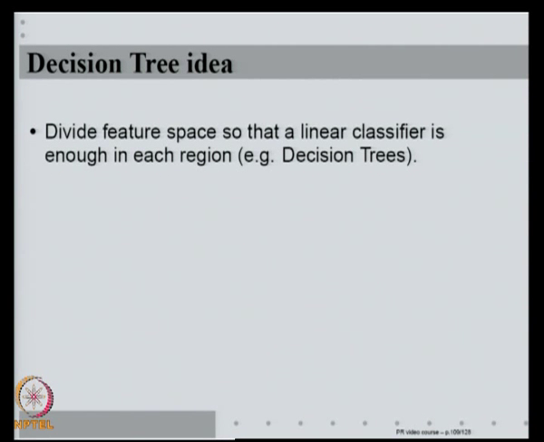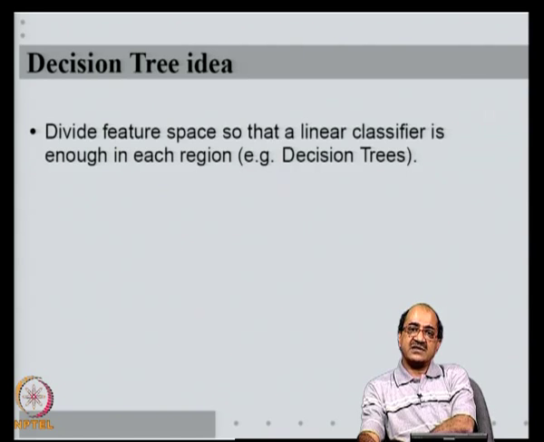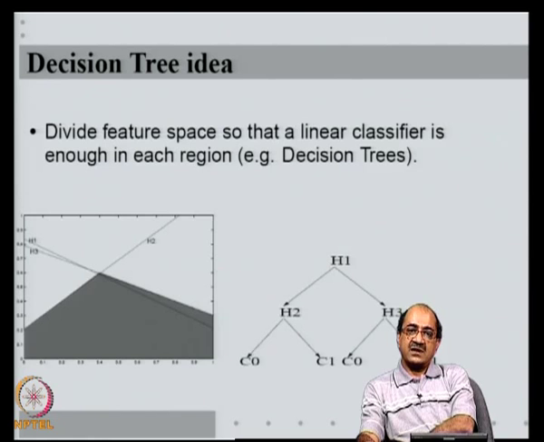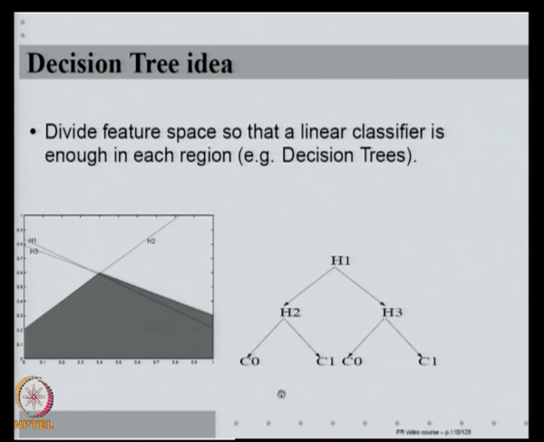Another idea is, if a linear discriminant function does not work in the entire space, I can ask, can I cut the feature space into different regions, so that within each region a linear classifier would work. Here is an example. The shaded region is one class, the other region is another class. A single line cannot separate one class from the other, but if I can put two lines, so that for example, in one half of the feature space I can use one line, in the other half of the feature space I can use the other line.